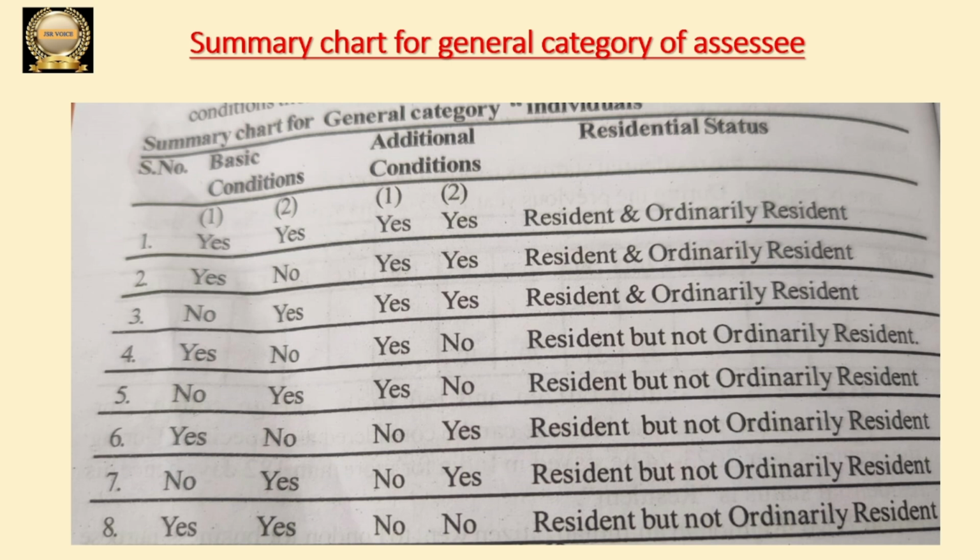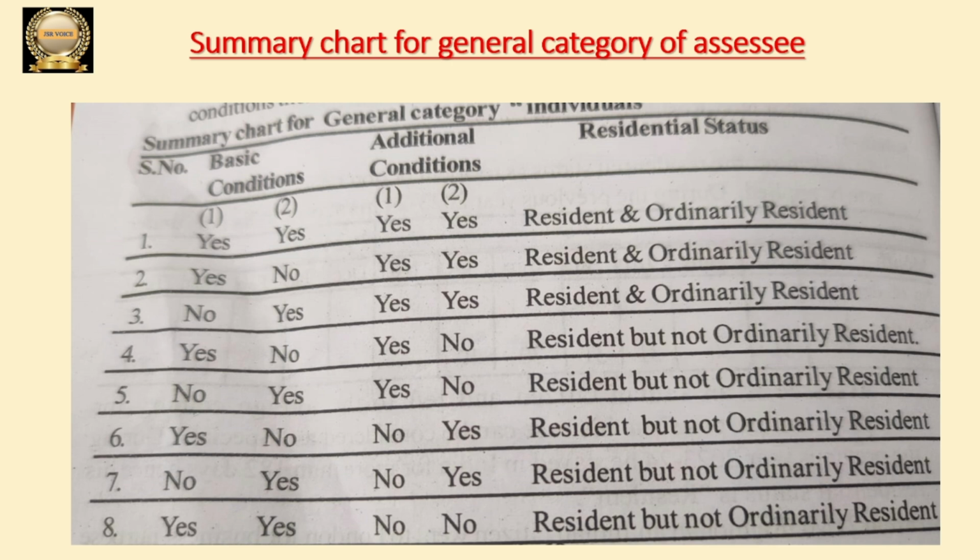Here, basic conditions, additional conditions. See the first one: that person is satisfying the first basic condition, and the second basic condition also, yes, he is satisfying. I said that general category assessees, if they satisfy any one basic condition, we can treat them as a resident.